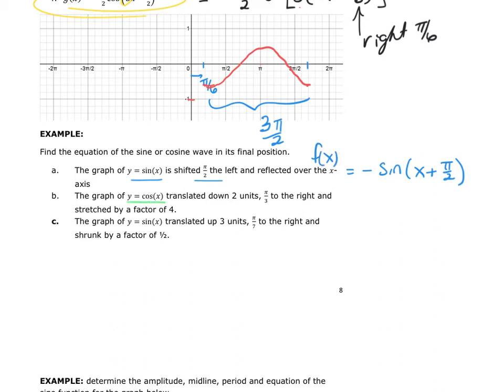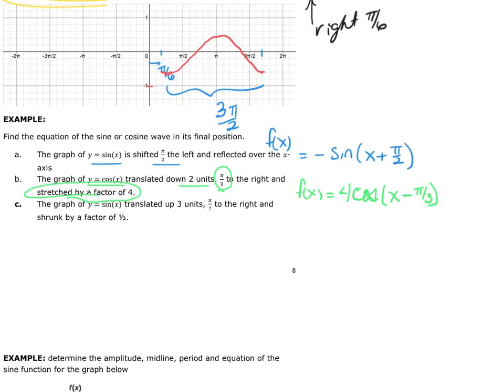So this is my function for that transformation. When I look at the cosine, I need to go down. I have a pi thirds to the right, and it is stretched. And since it doesn't say it is a period change, we know that that stretch must be the amplitude. So this one is going to be f of x, my amplitude of 4. The cosine, it says nothing about the period, so we assume omega is 1, so it'll be x. I want to go to the right, so it's going to be minus pi thirds, and then I need to go down 2 units, so minus 2.